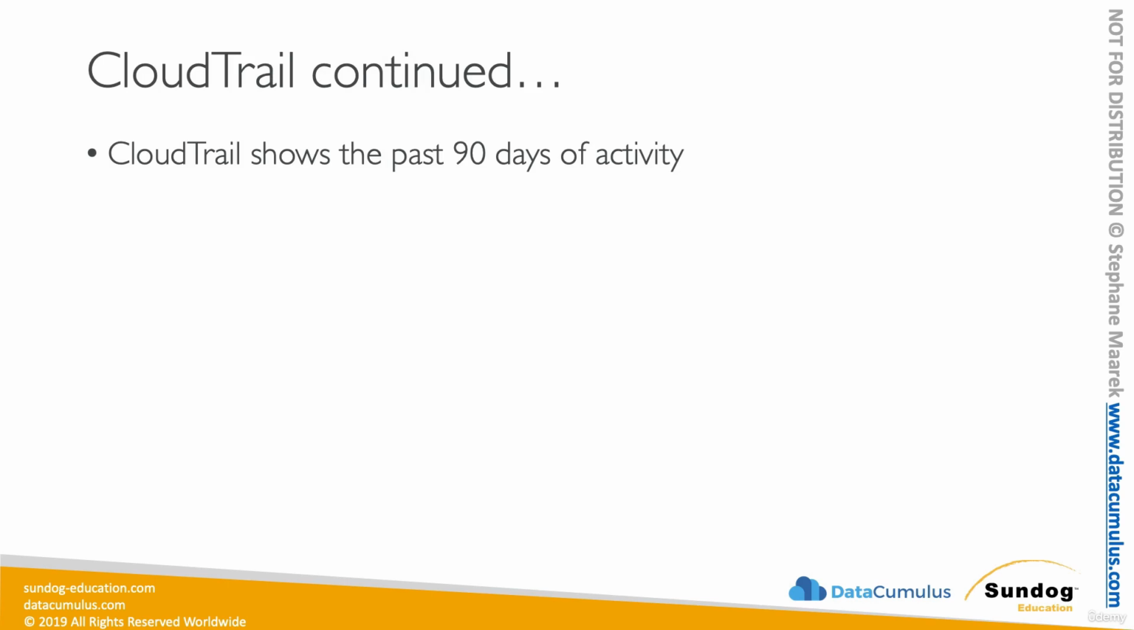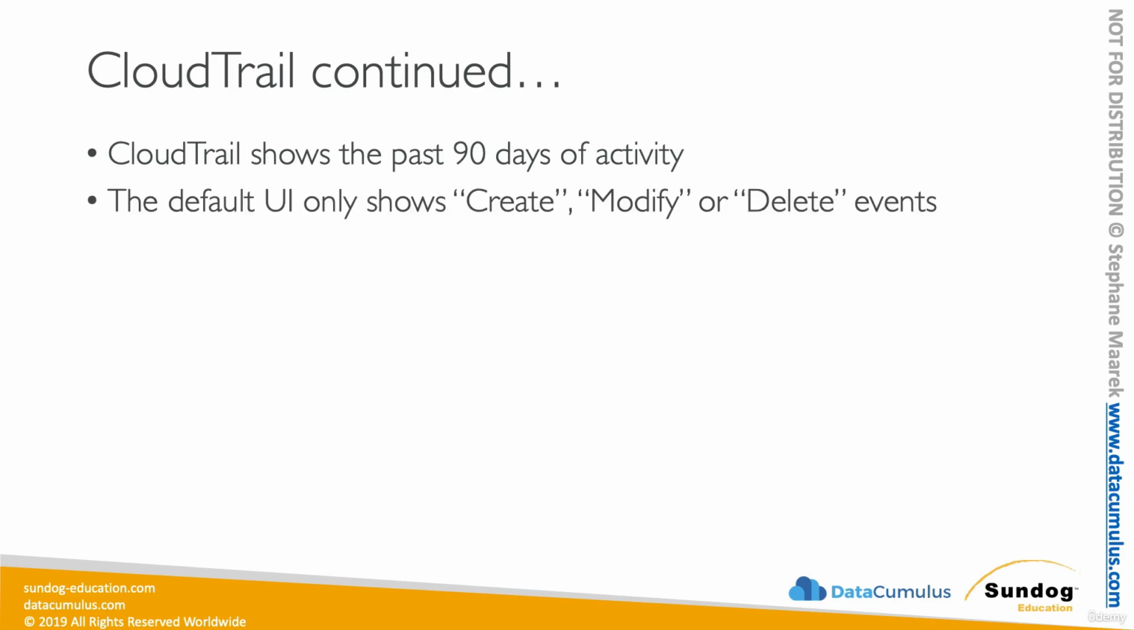Now, CloudTrail will show only the 90 days past of activity, so you need to basically store the data somewhere after that, could be CloudWatch logs or somewhere else. And the default will only show the create, modify, or delete events, so events that change things. But you are able to create CloudTrail trails. And these CloudTrail trails are more detailed.